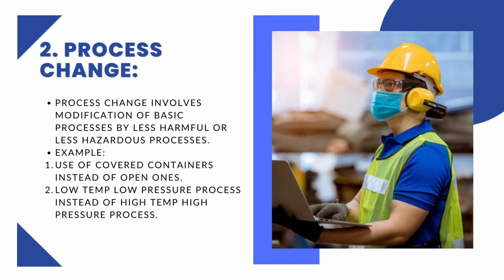Process change involves modification of basic processes by less harmful or less hazardous processes. Some examples of process change are the use of covered containers instead of open ones, which leads to less hazard. Another example is that low temperature or low pressure processes should be used instead of high temperature or high pressure processes, which will also decrease the hazard. So in this method of hazard control, the main concern is to modify basic processes by using less harmful or less hazardous processes instead of more complex processes.